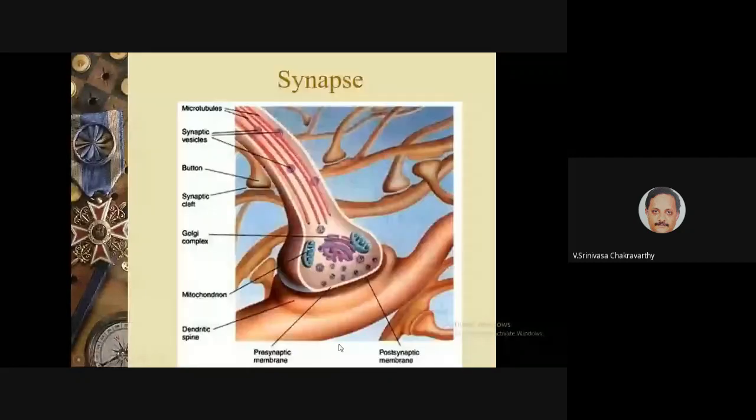If you take a closer look at the synapse, this is the tip of an axon, the axon terminal. And this is a small segment of a dendrite of another neuron. The junction point between the tip of the axon of one neuron and the dendrite of another neuron is a synapse. The tip of the axon, which is the tip of the pipe.